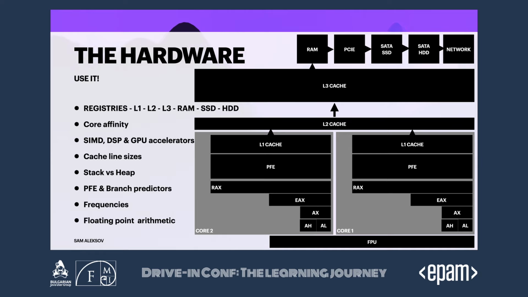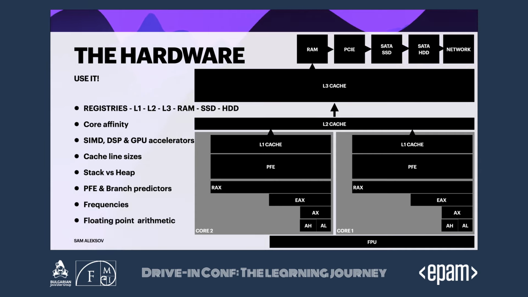So this image does not reflect, obviously, all hardware architectures. It's here for illustrative purposes. But we have more than one core most of the time. They do have some registers. I've only put RAX here as a reference, which is the 64-bit version of the register. EAX is the 32-bit version of this register. AX is 16-bit, AH is the higher 8 bits of that, and AL is the lower 8 bits of that.